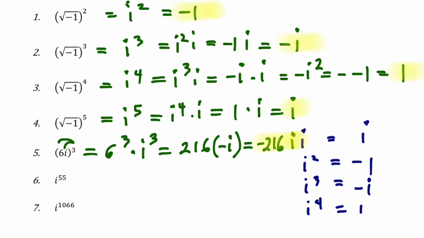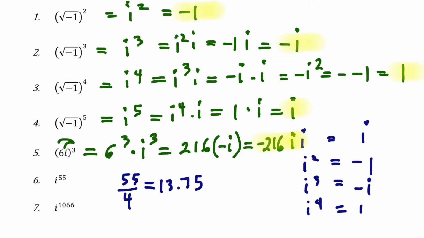Now let's look at i to the 55th power. So the way I do this is I take that 55 and I divide it by 4. So if I divide 55 by 4 on the calculator, I get 13.75.